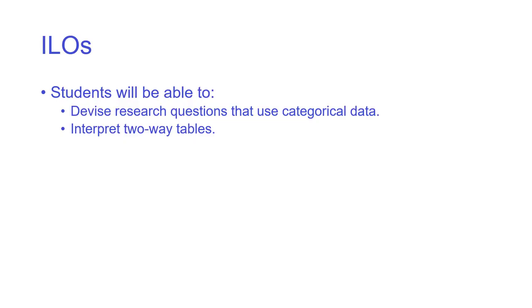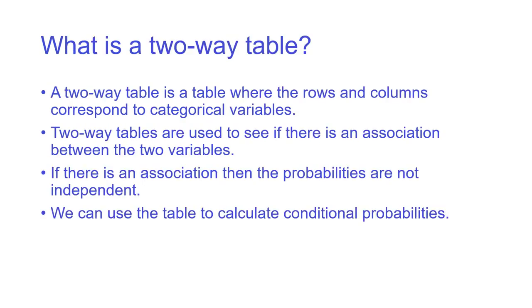The other time you're going to use this is in public health. For example, the relationship between smoking and lung cancer was shown using two-way tables. So a two-way table is where the rows and columns correspond to categorical variables. You're checking to see if there's an association.